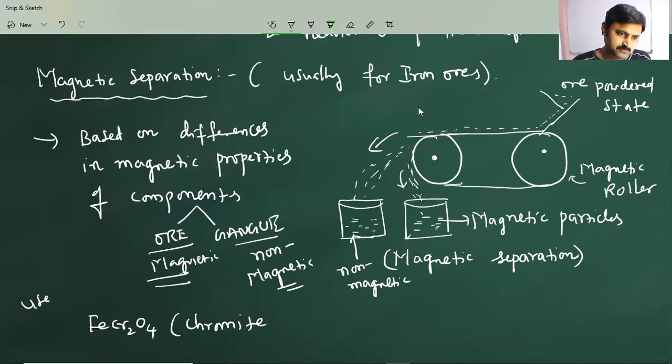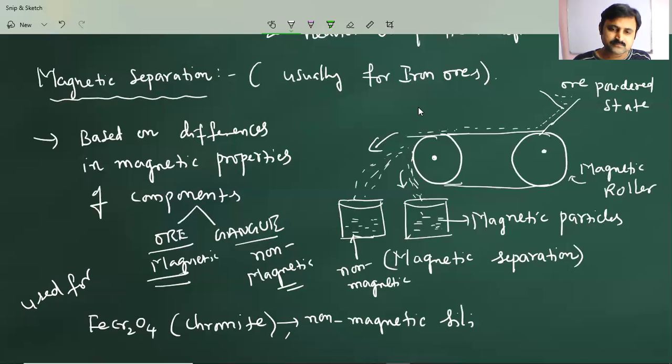The separation is used for chromite ore. We will use our chromite ore as containing non-magnetic siliceous gangue particles. In this, we have non-magnetic siliceous gangue particles present. That is one example I can say.